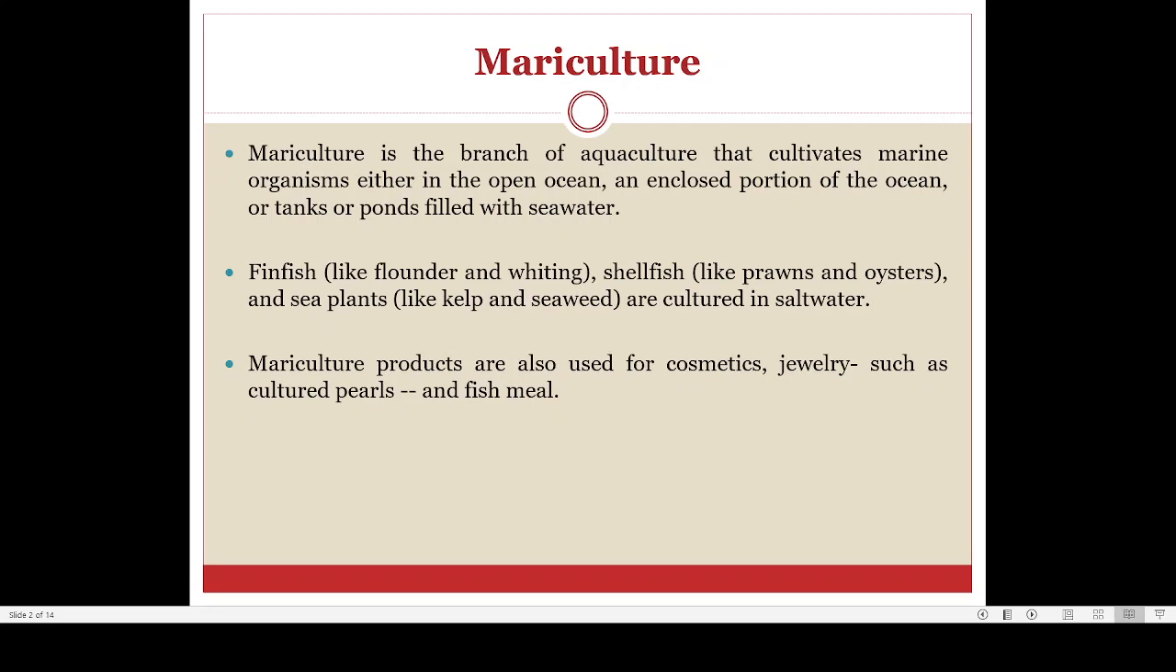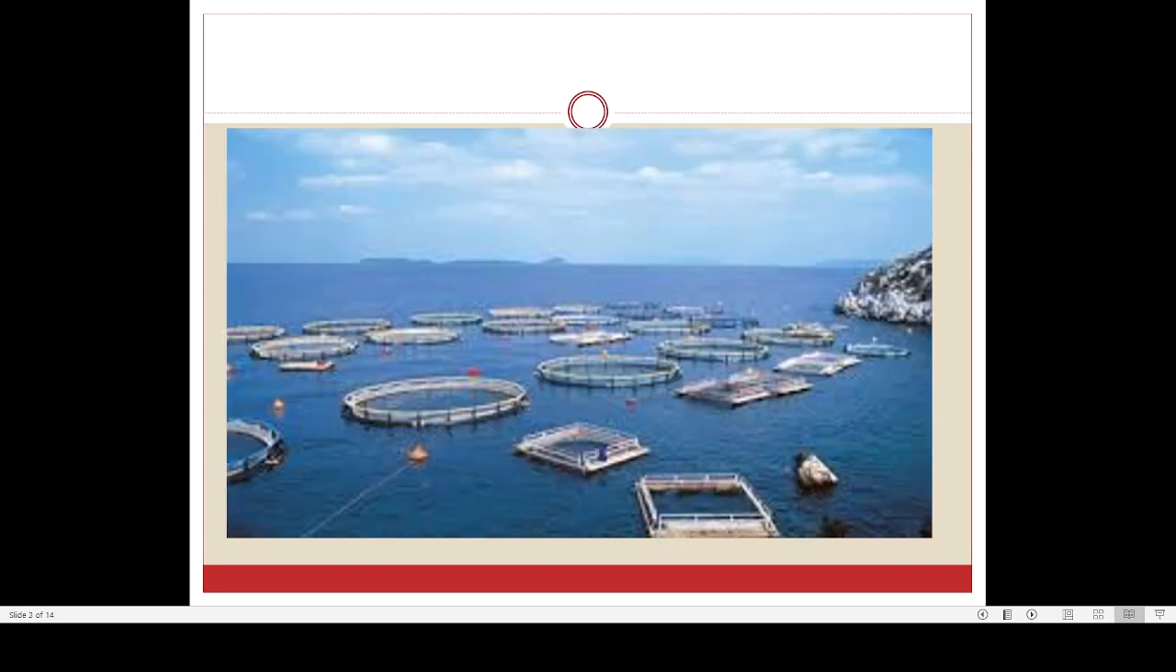So it's a branch of aquaculture that cultivates marine organisms either in the open ocean or in an enclosed portion of the ocean, or in tanks or ponds filled with seawater. So in all cases we are cultivating or rearing marine fish and we will be using seawater. So these are the two fundamental features of marine aquaculture or mariculture.